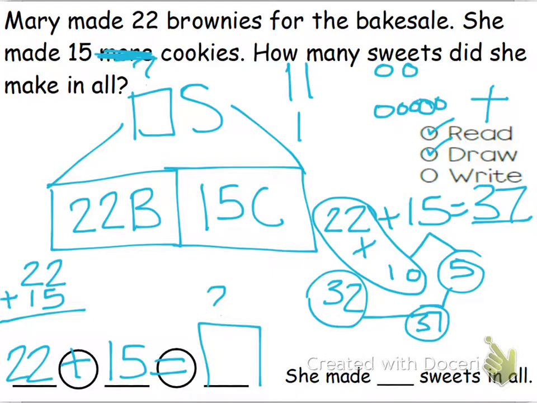If you did this beautiful picture that was at the top or something like it, or if you did the number sentence to figure it out, or somehow, if you already knew it, then that is awesome. As long as you use whatever strategy helps you to better figure it out. So she made blank sweets in all. Well, we know that she made 37 sweets in all.